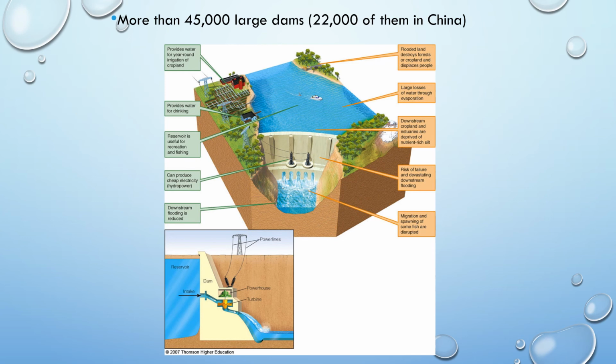But cons: you get a lot of water loss due to evaporation because you've got this giant body of water. You have to flood land that was previously habitat for organisms, and it can displace people. There's danger of dam collapses, which can cause tremendous flooding downstream if that happens. Downstream is depleted of the nutrient-rich materials that are no longer flowing downstream. It can disrupt migration and spawning of fish. They're really expensive to build. So there's a lot of pros and a lot of cons.